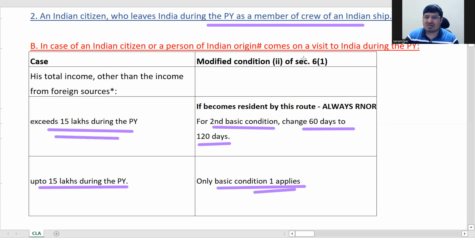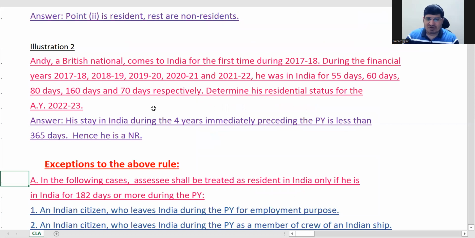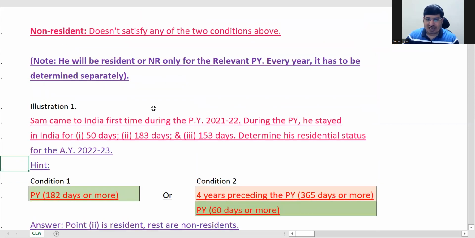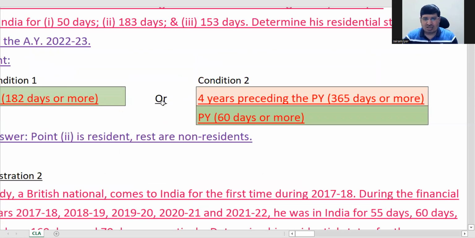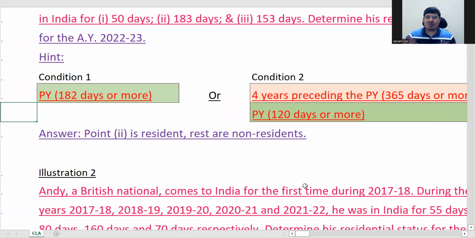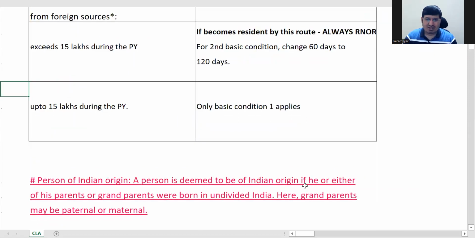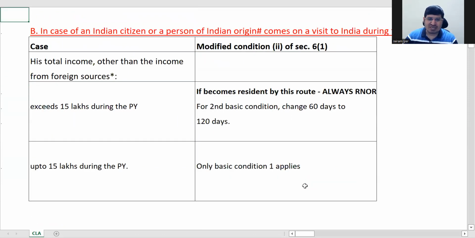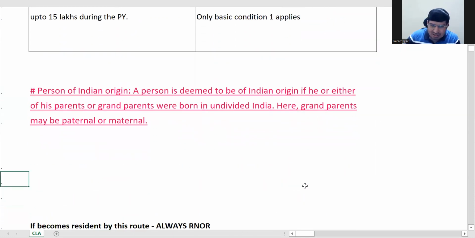So in short, if it exceeds 15 lakhs during the previous year, in condition 2, I will change this 60 to 120. That's all that you have to do. Over. And now you can test with these conditions. So this is your exception B, the second exception. So just one last exception.